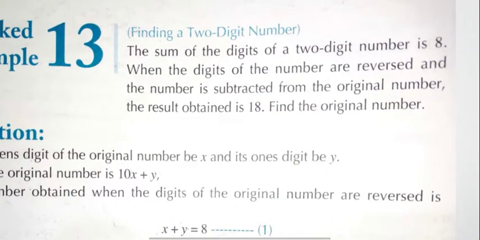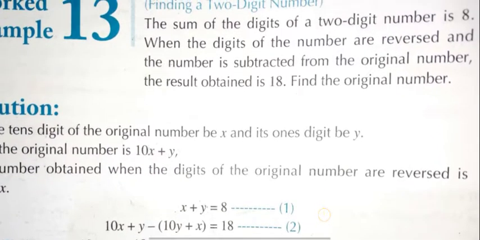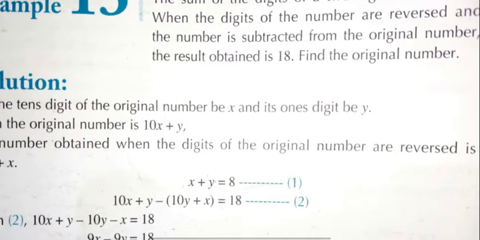The sum of the digits of a two-digit number is 8. Okay, two-digit number. So we don't know both the digits, so x and y. So x plus y equals 8 here below. When the digits of the number are reversed and the number is subtracted from the original number, the result obtained is 18. Now, here's a bit tricky.